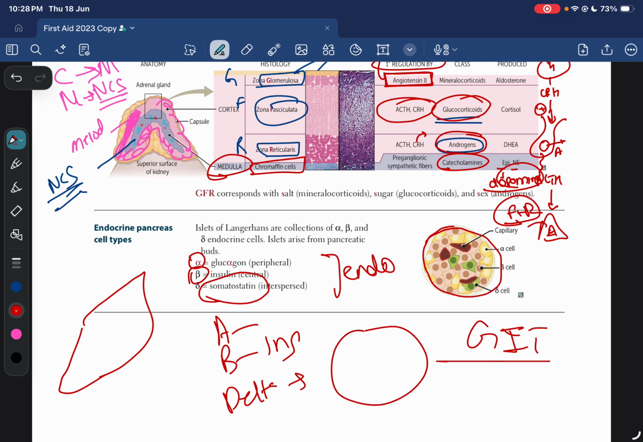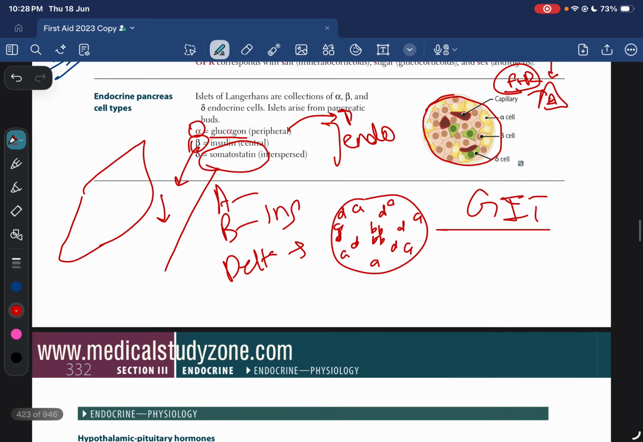You just have to remember it, if images actually help you. So alpha cells are on the periphery, beta cells are in the center, and then you have the delta cells dispersed between alpha and beta cells. Okay, so that's how they're going to be acting. Glucagon is going to help with increasing the glucose level, insulin is going to help with decreasing the glucose level, and somatostatin has a lot of functions.